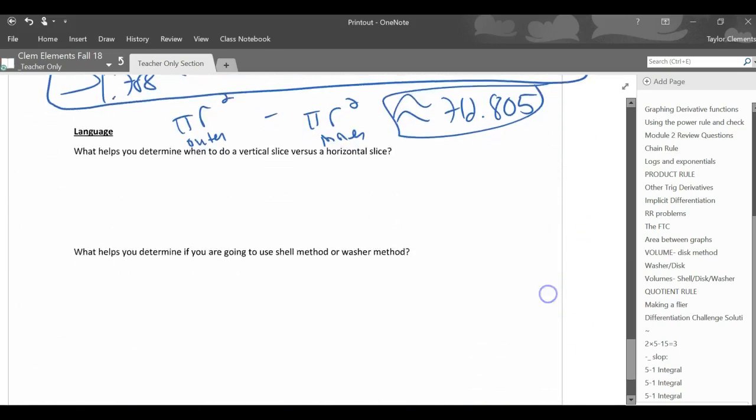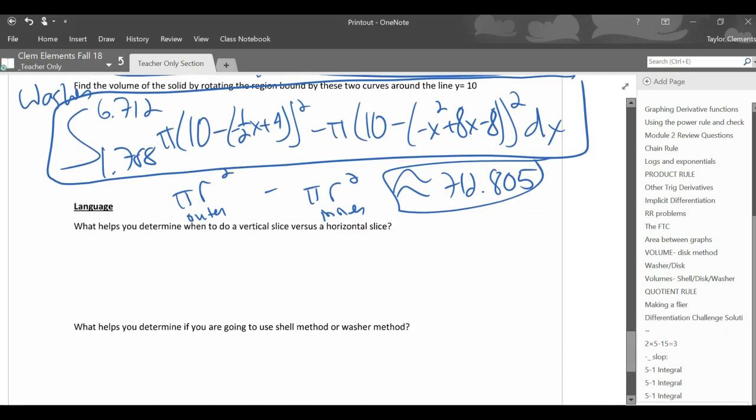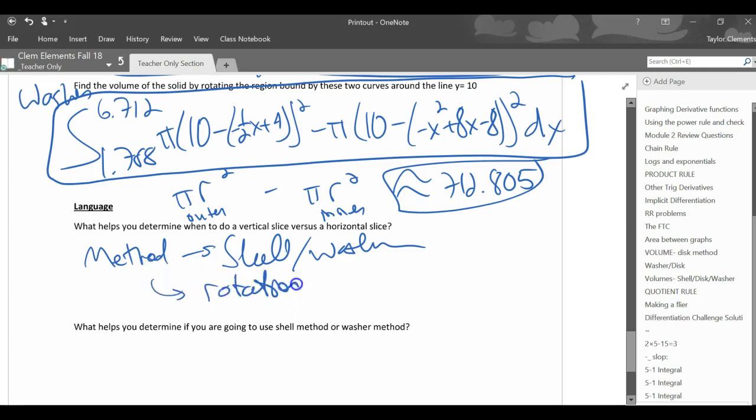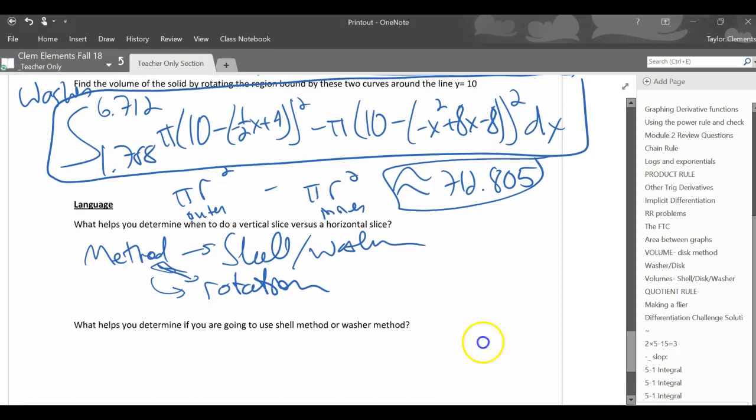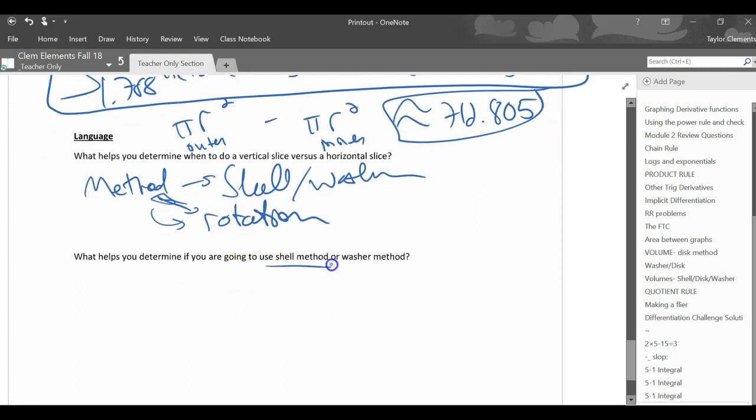Let's look at the last two problems here. I'll just talk through them. What helps you determine whether to use a vertical slice or horizontal slice? It depends on the method you're going to use, right? Washer or shell, that helps determine it, and then I guess the rotation, really. Those two things, the rotation and the method, are how we determine vertical or horizontal slices.